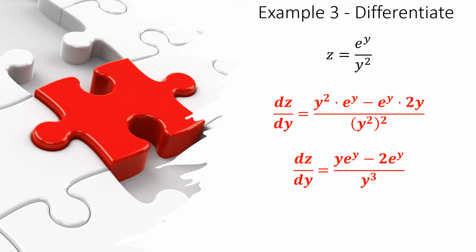Once I clean that up, I'm going to have y e to the y minus 2 e to the y over y cubed. And then, again, I can clean that up a little bit more by factoring out the e to the y. So I'd have e to the y times y minus 2 over y cubed.